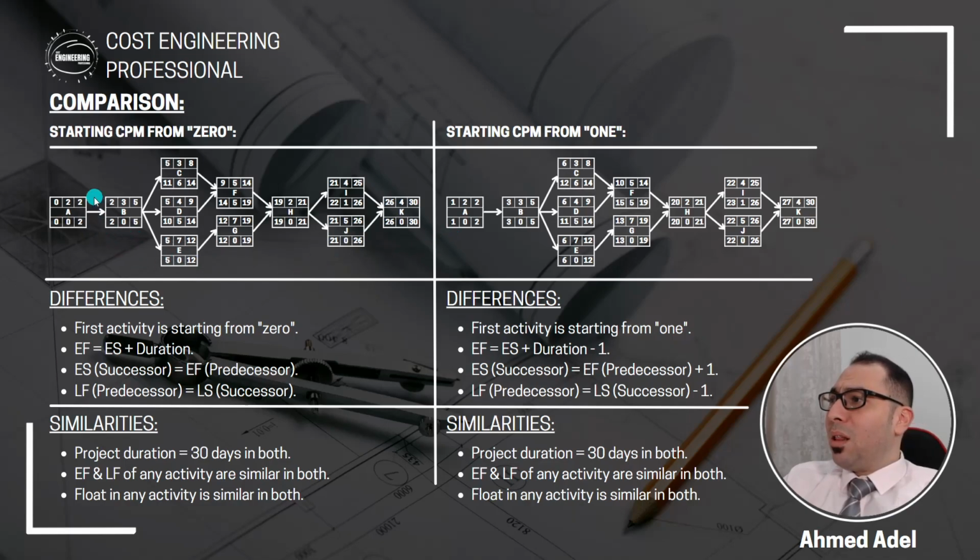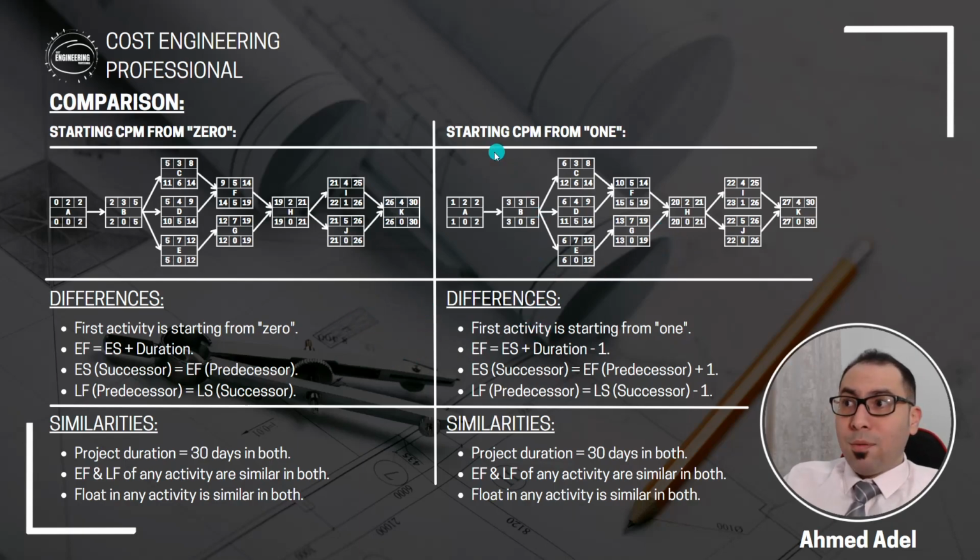So actually the end or the finish of the activity will be similar, but the start is different. Why? Because here the finish is 2, the same 2 is coming here. But here no, the finish is 2, I am adding 1, then I am putting it here. So the start of the activities will be different, but the end of the activities will be similar in both cases.